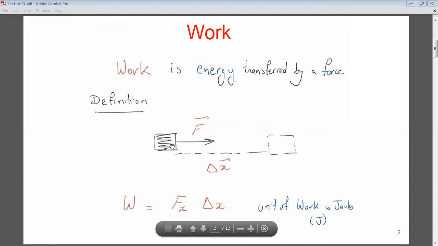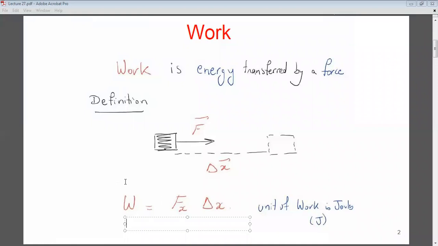If there is a force that is moving an object a distance delta x, then the work is the x component of the force vector times this delta x. In this special example, F is along delta x. So W in this specific example is all of F times delta x, because as you see here, F is along delta x.